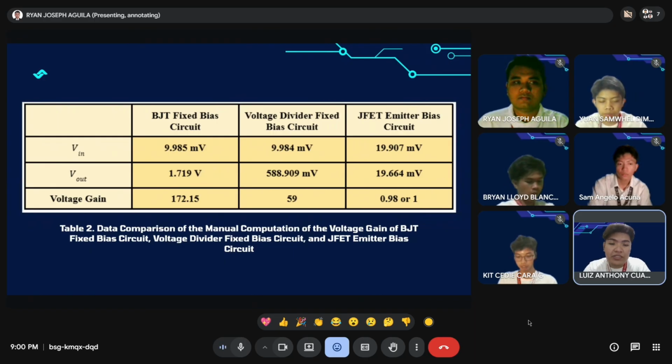The voltage divider bias configuration demonstrates a deliberate trade-off, reducing the voltage gain to 59 in exchange for significantly improved circuit reliability. And the JFET emitter bias, or the source follower, functions as a unity gain buffer. As evidenced by its near identical input and output values, which result in a gain of approximately 0.98 or 1, its primary advantage is its extremely high input impedance.